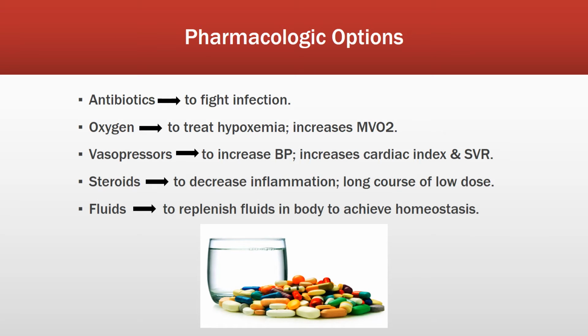Some medication options are antibiotics to fight that infection that's in the blood, and oxygen to treat the hypoxemia. Vasopressors will increase the blood pressure and increase cardiac index and the SVR. The preferred or first line vasopressors are dopamine and norepinephrine. Some people prefer the norepinephrine over the dopamine just because it has fewer heart effects.